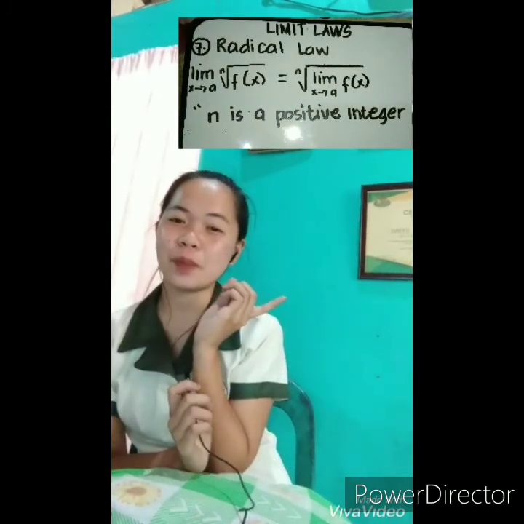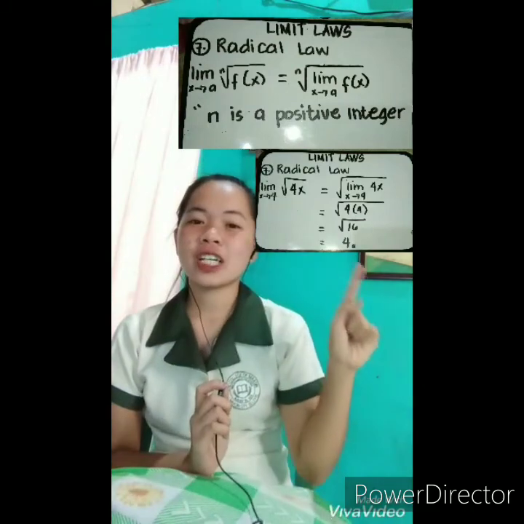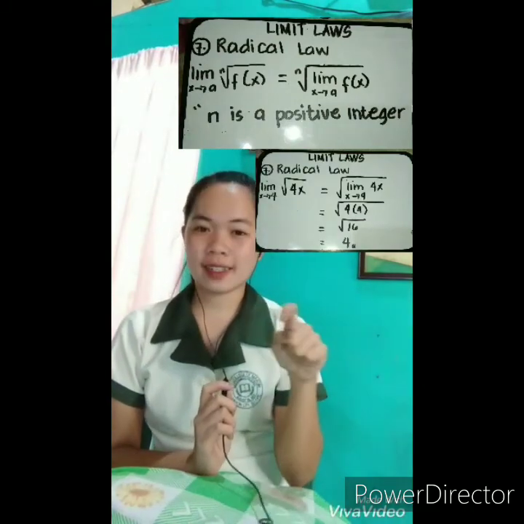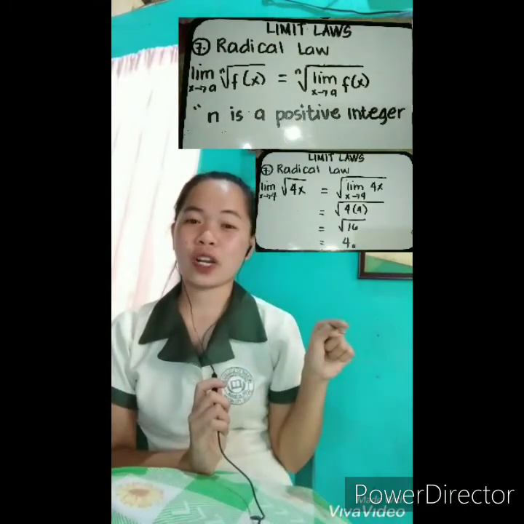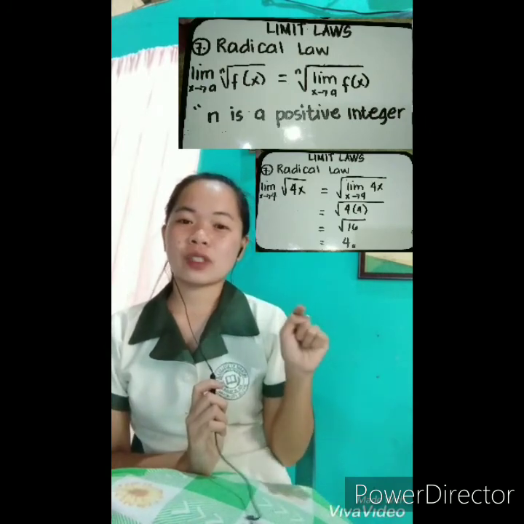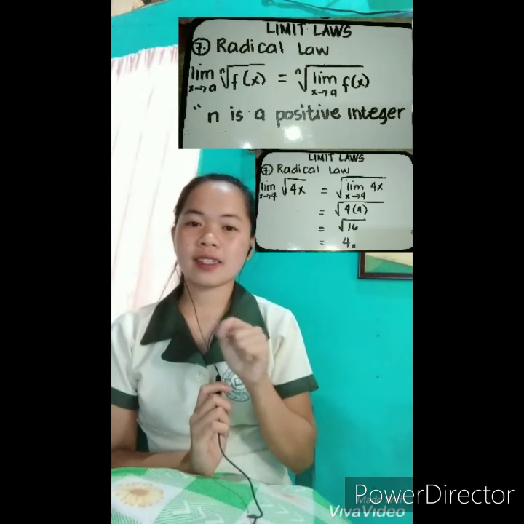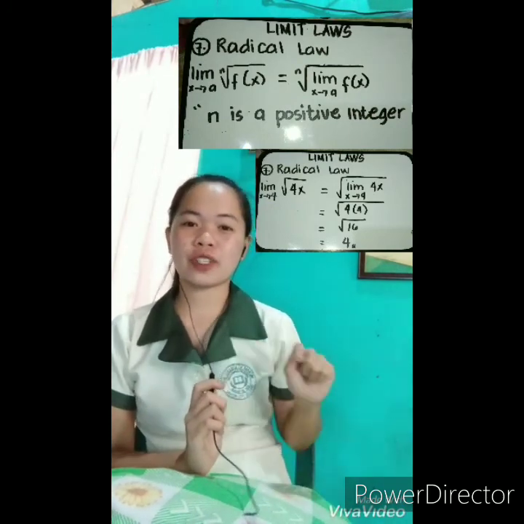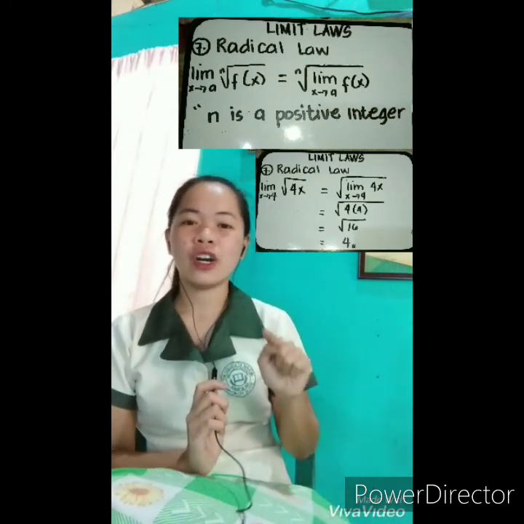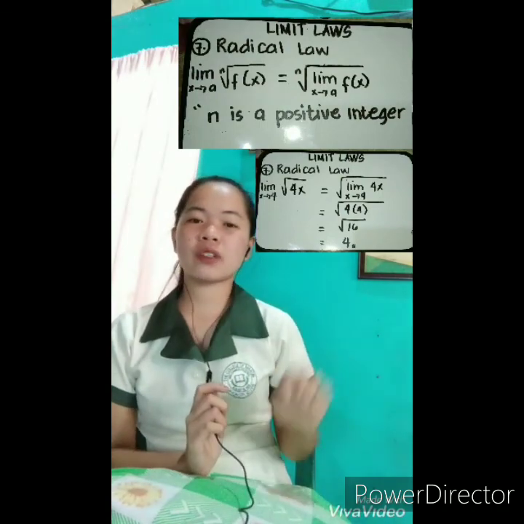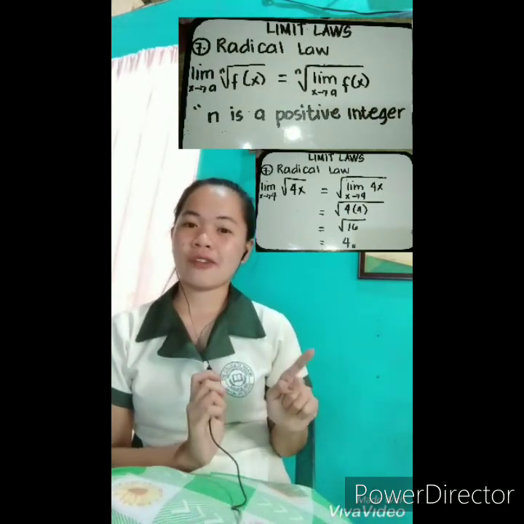So we have, for example, the limit of the square root of 4x as x approaches 4. So it is equal to the square root of the limit of 4x as x approaches 4. So this is equal to the square root of 4 times 4. So square root of 16, it is equal to 4.